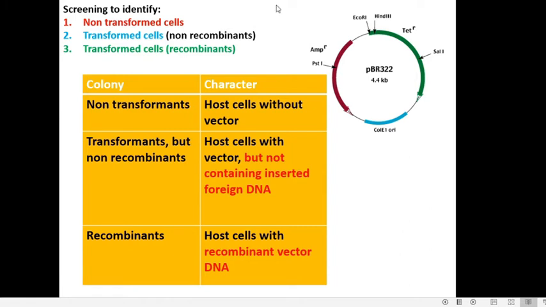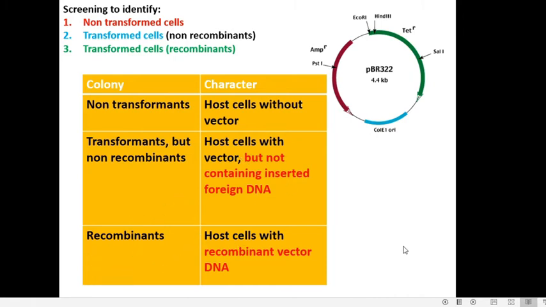So the three types of host cells which we have to expect after a procedure are the non-transformed cells which have not taken up any vector from outside. They are the normal E. coli cells; the transformants but non-recombinants, who have taken up the recircularized vector which is not containing the foreign DNA; and the recombinants which have taken up the vector with the foreign DNA. We have to screen these cells to finally recover only the recombinants because we want only the recombinants.